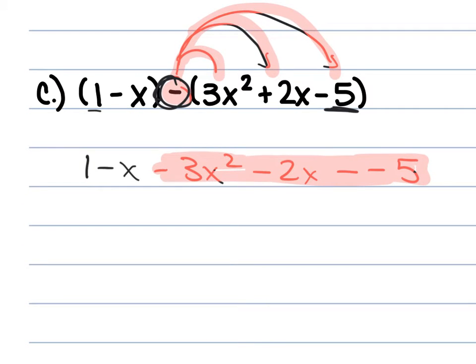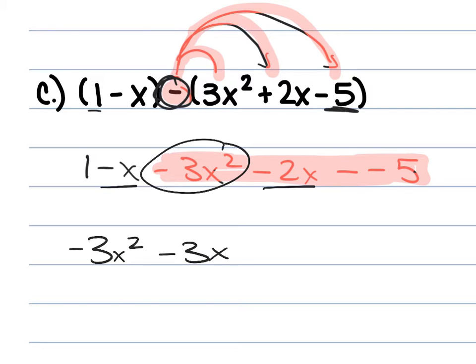So you have to combine. We have two x's, so negative x and negative 2x. We're putting it in standard form, so negative 3x squared would go first. Okay, so we'll write this first. Negative 3x squared, and then that would turn into negative 3x. And then you have 1 minus a negative 5. Remember, these two negatives become positive, which is the same thing as 1 plus 5, which becomes 6.